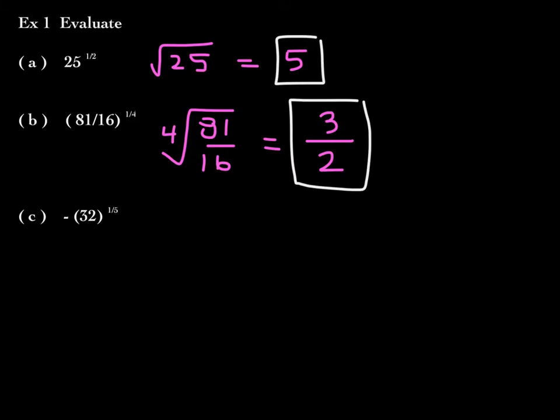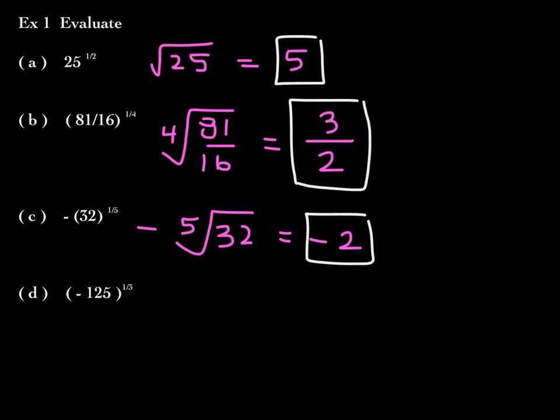Here we have negative 32 raised to the power of 1/5. I want you to notice where the negative is. It's on the outside of these parentheses, so make sure it stays on the outside of your radical notation. Read it as the opposite of 32 raised to the 1/5, so the opposite of the 5th root of 32. Notice how the negative is on the outside. Now, we all know that the 5th root of 32 is 2, so the opposite of 2 is negative 2.